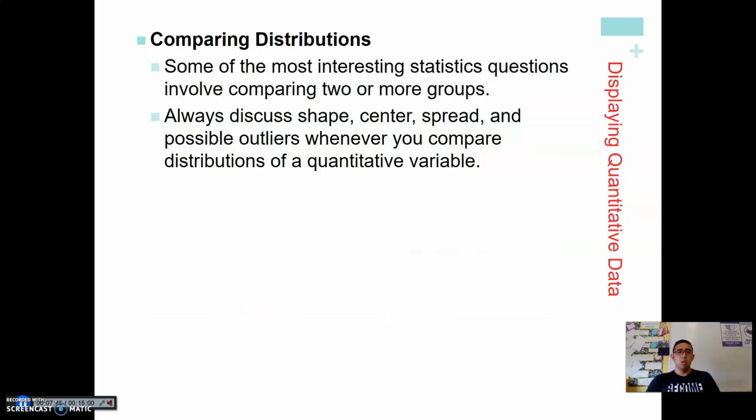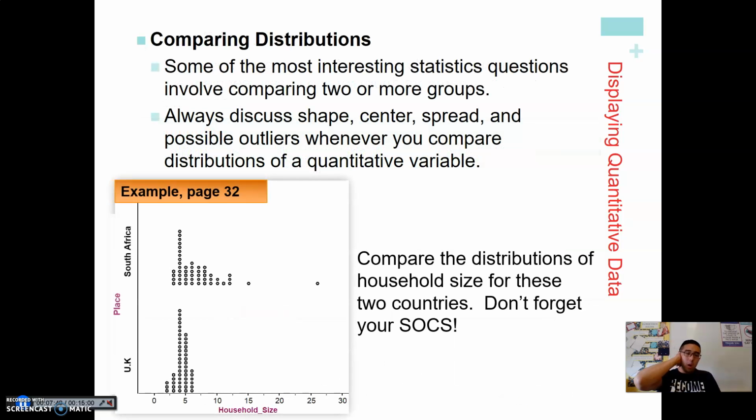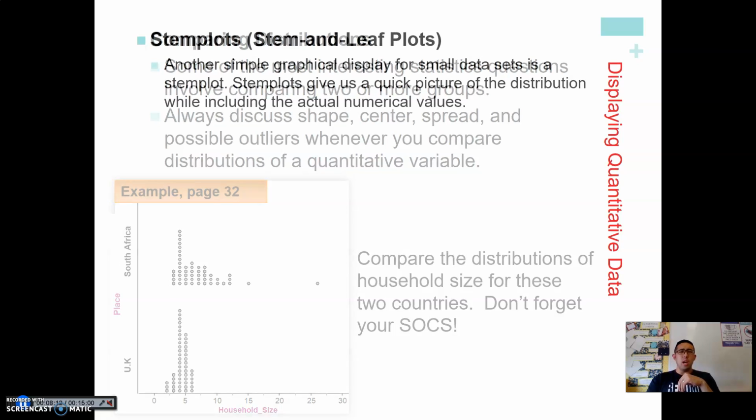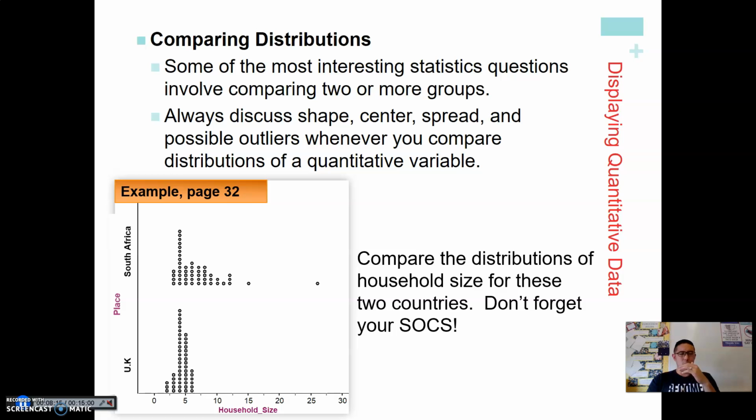Okay? So if you are comparing distributions, you don't want to forget your SOCS. So this is the average household size in the UK versus in South Africa. So you have your shape, center, spread, outliers for both of these. What you would say is that the shape of South Africa is skewed to the left, whereas the shape of the UK is relatively symmetric.